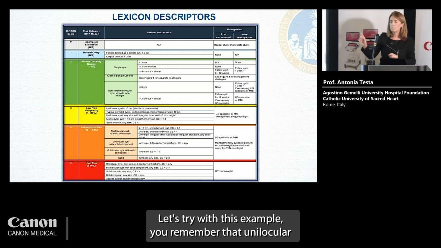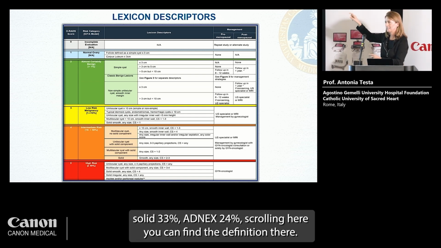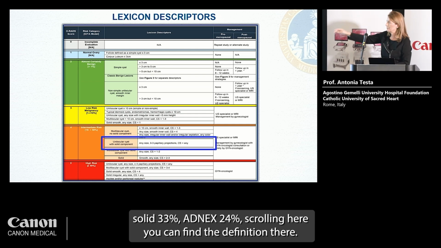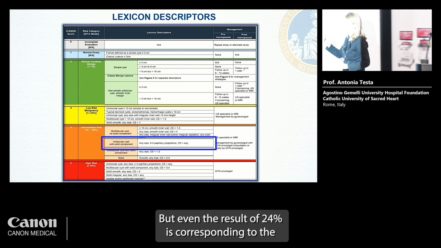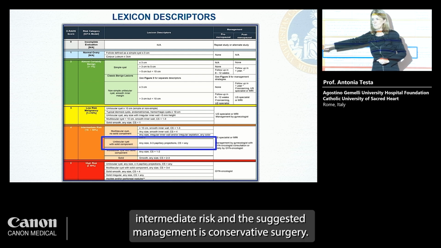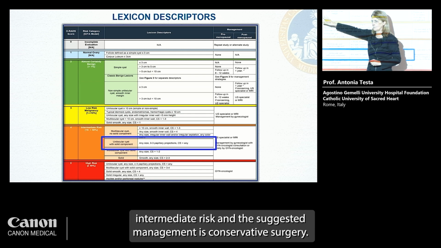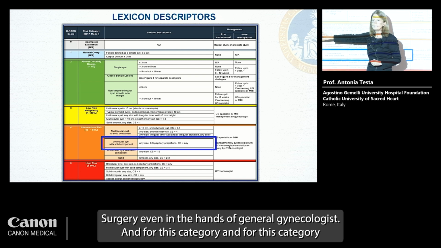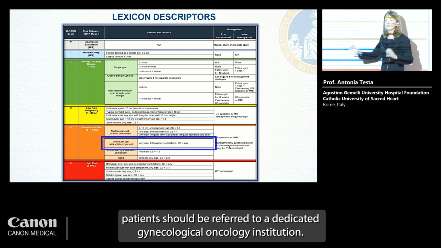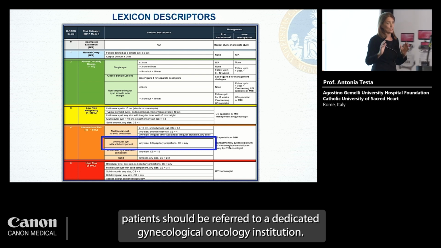Let's try with this example. You remember that unilocular solid, 33, ADNEX 24. Scrolling here, you can find the definition there. Even the result of 24 corresponds to the intermediate risk, and the suggested management is conservative surgery, even in the hands of general gynecologists. For this category, patients should be referred to a dedicated gynecological oncology institution.